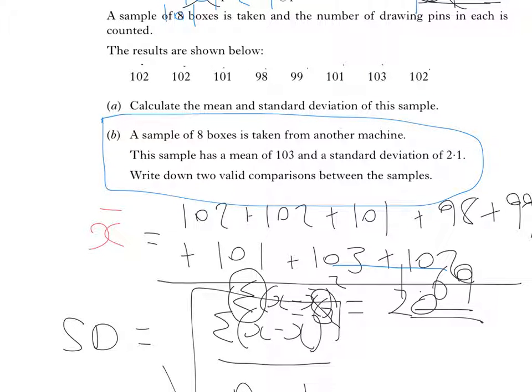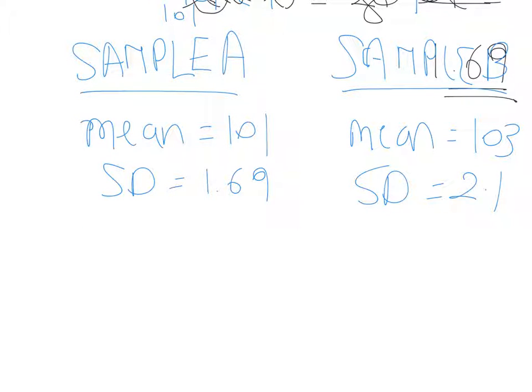Part B now says a sample of 8 boxes is taken from another machine. This sample has a mean of 103 and a standard deviation of 2.1. Write down 2 valid comparisons between the samples. Okay, so there's the information. Sample A, the mean was 101 pins and a standard deviation of 1.69. For sample B, the mean was 103 pins and a standard deviation of 2.1.